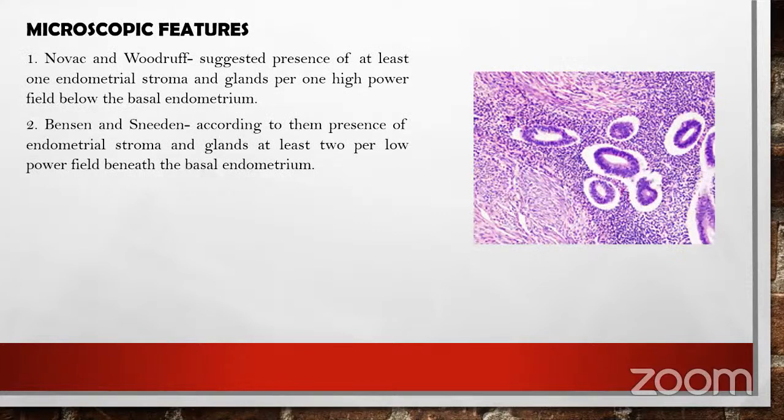Microscopic feature. According to Novak and Woodruff, they have suggested the presence of endometrial gland and stroma per high power field below the basal endometrium, whereas Benson and Sneeden, according to them, the presence of endometrial stroma and glands, at least 2 per low power field, beneath the basal endometrium.